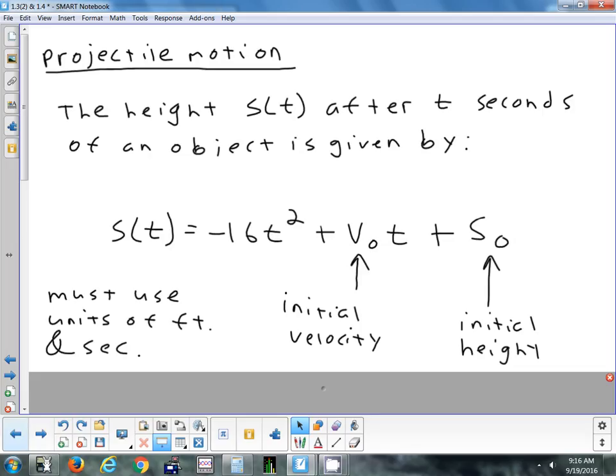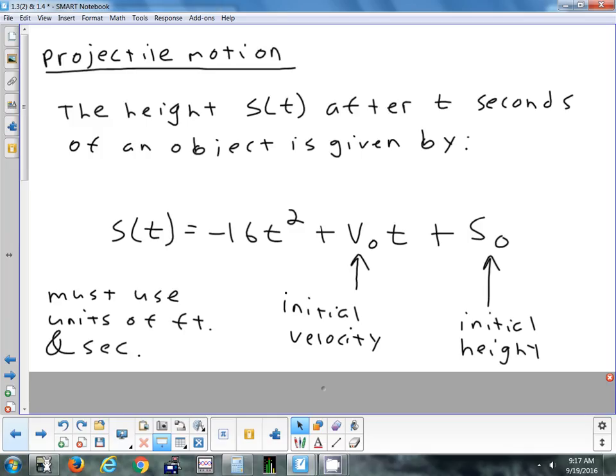Okay, v sub 0 is your initial velocity. In other words, how fast did you throw the object when you released it? S sub 0 is how high was the object off the ground when you released it. Okay, so for somebody in baseball, that might be 5 or 6 feet off the ground when they release it. Maybe closer to 5 feet. I don't know. Or are you on top of a building when you release it? Okay, that's your initial height.